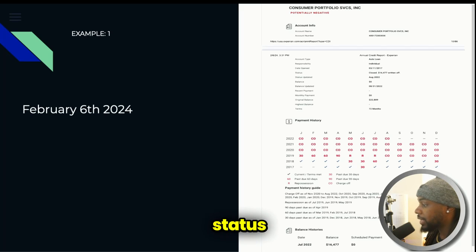And the last status update was August 2022. And the original balance was $22,809. So clearly, they must have sold the vehicle once it was repossessed, and they took the difference, and the remaining was $16,477.